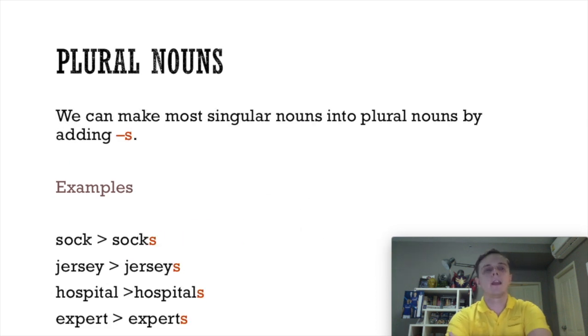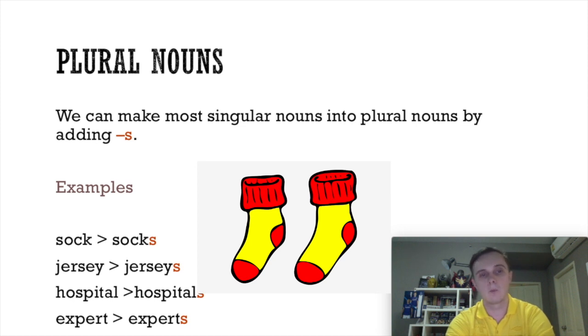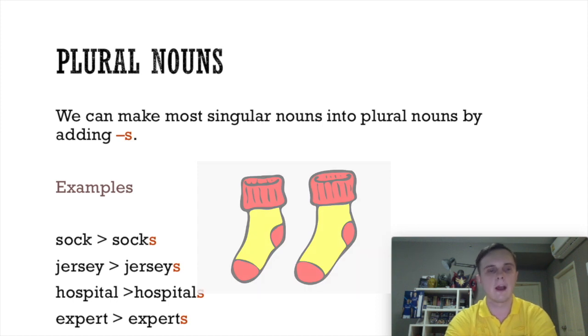So, making plural nouns is usually very easy. For most singular nouns, we can turn them into plural nouns simply by adding the letter S to the end. So we've got some examples. You should know what a sock is. Sock means one sock. Socks means more than one sock. We just add S to the noun.